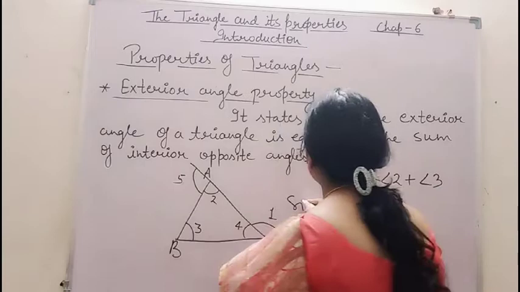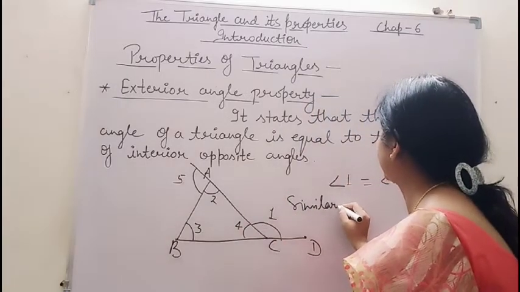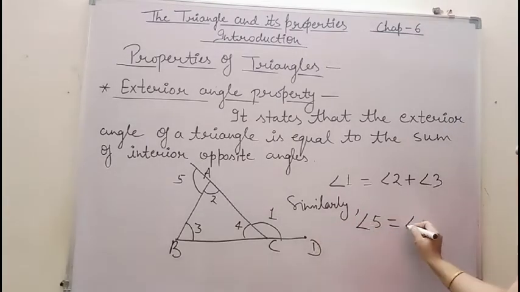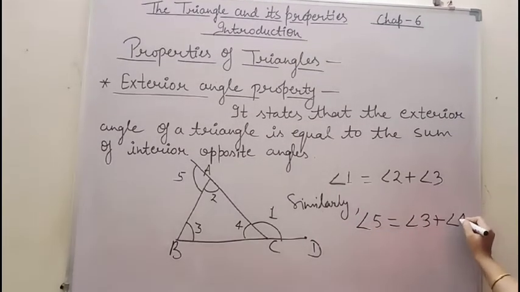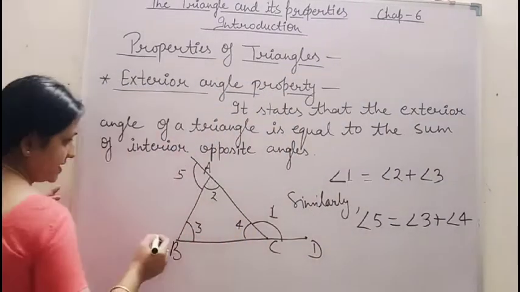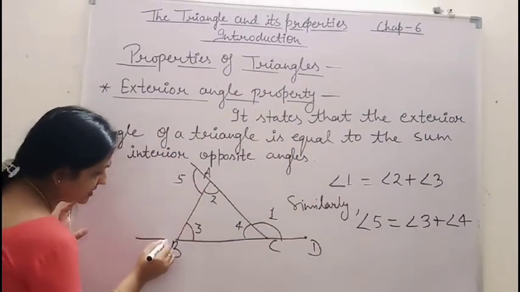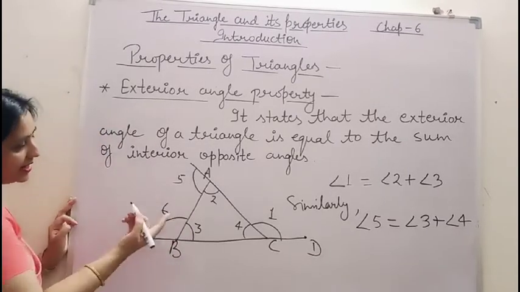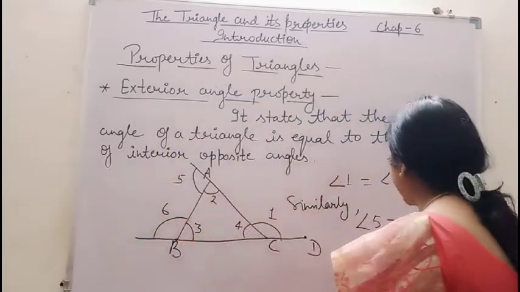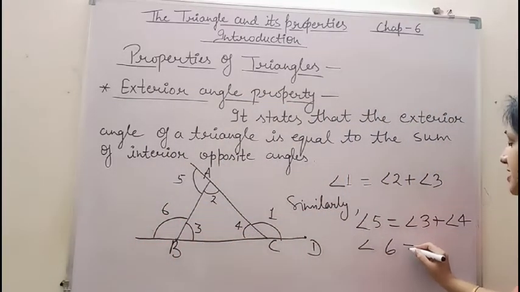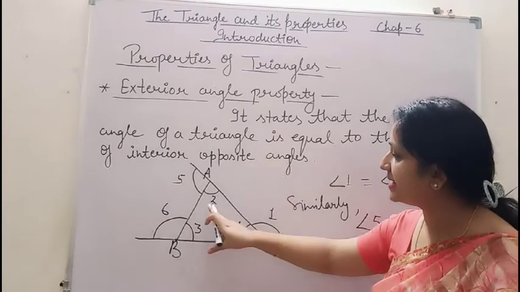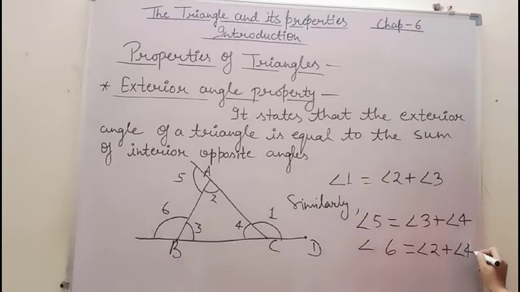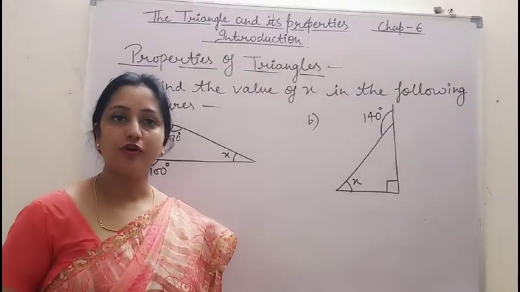So similarly, angle 5 is equal to angle 3 plus angle 4. And if we extend CB like this, this is your exterior angle, give it the name angle 6. Again, angle 6 is an exterior angle, so it is equal to the sum of the interior opposite angles, which means angle 2 plus angle 4. Now let's move forward.